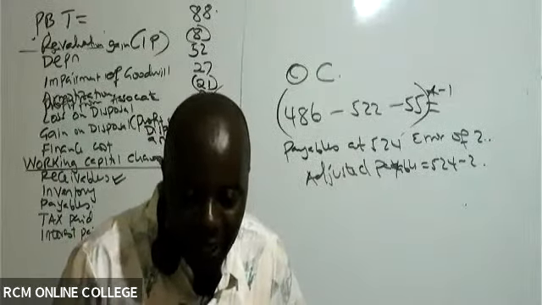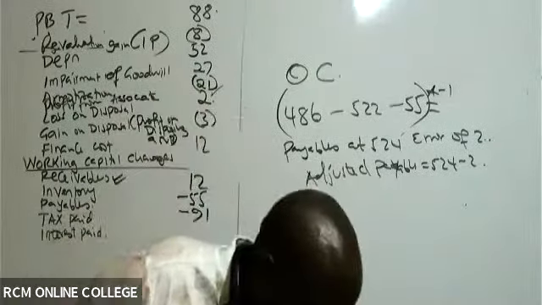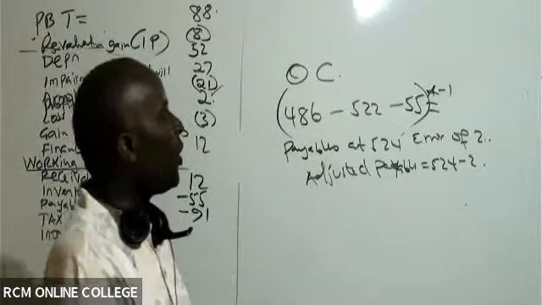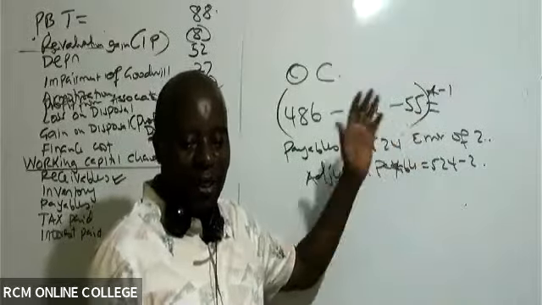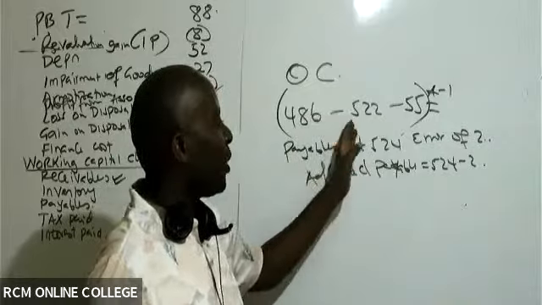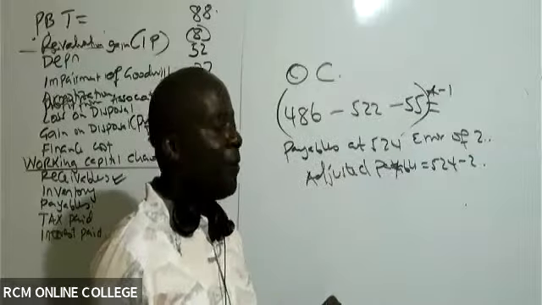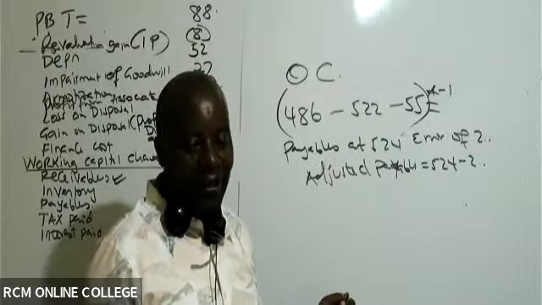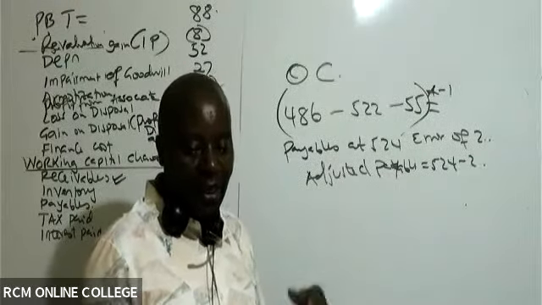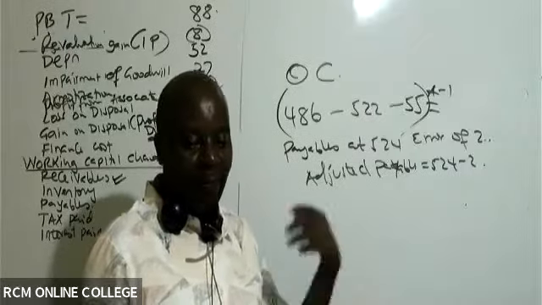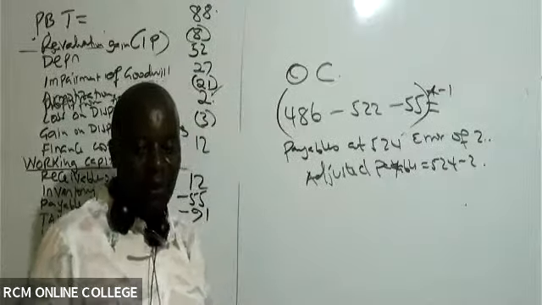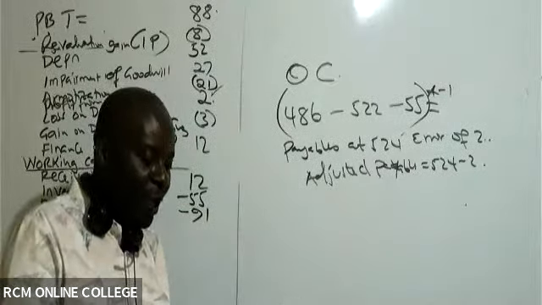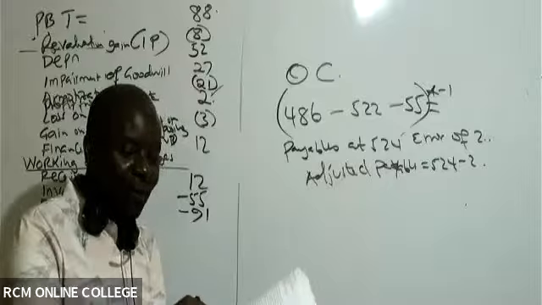That 55, Vincent, what is it for? Subsidiary disposed. Remember, we take opening minus closing minus subsidiary. The subsidiary disposed, it had in this case a payable of 55. Vincent, maybe you came in a bit late. If you look at note number 4, I don't know if you've seen it, there is trade under other payables 55.